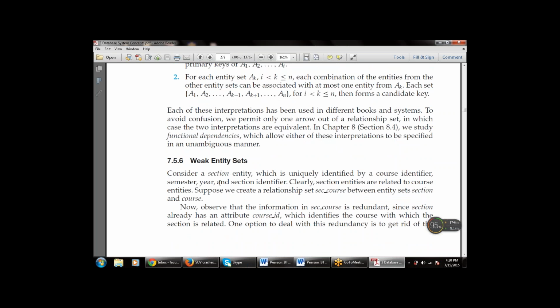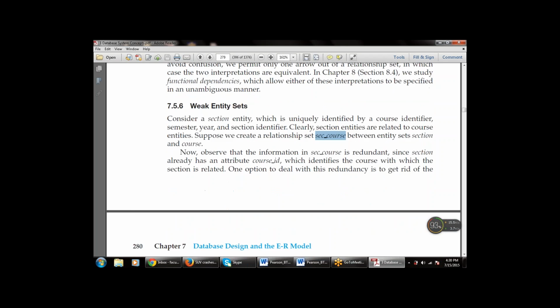Then also discuss the weak entity set, that is what is a weak entity set and how it is used. If an entity does not have the capability to uniquely identify itself, that is known as the weak entity set. So that is uniquely identifying the entity, that is known as the weak entity set. So clearly section entities are related to the course entities. Suppose we create a relationship section course between the entities, that is the section and the course.